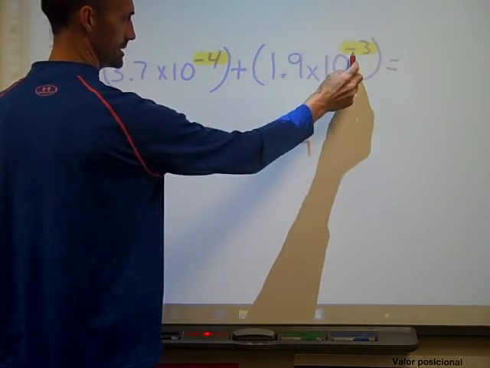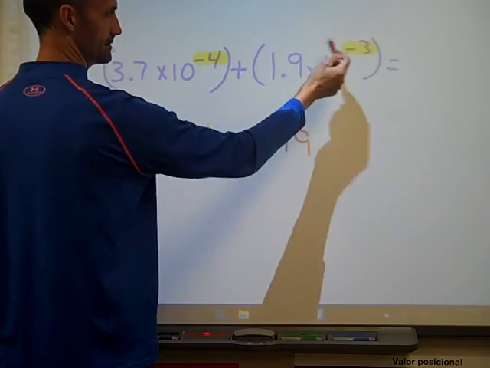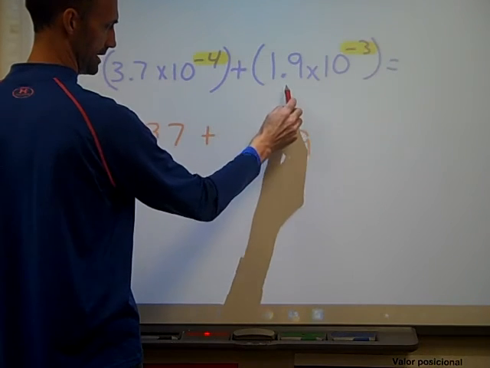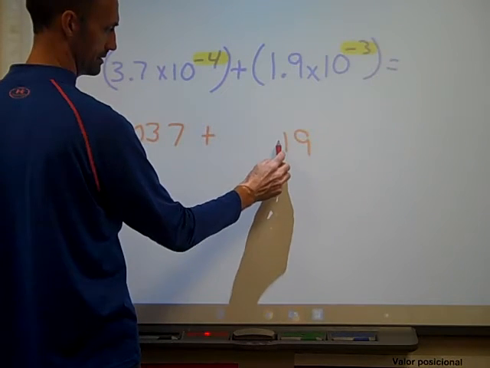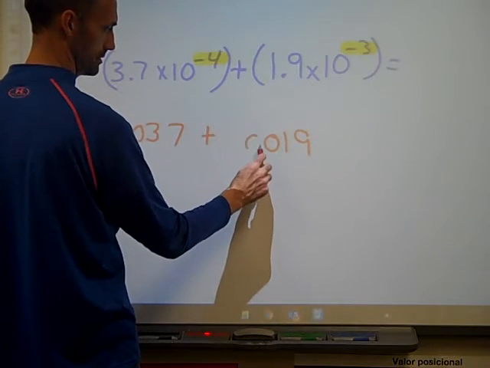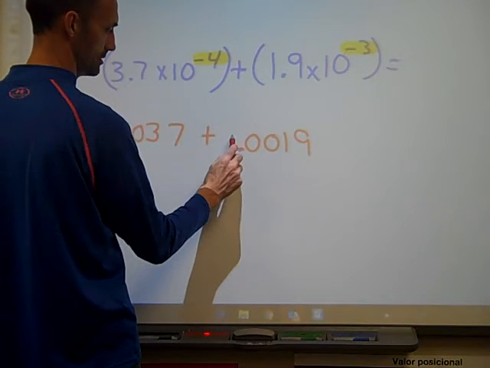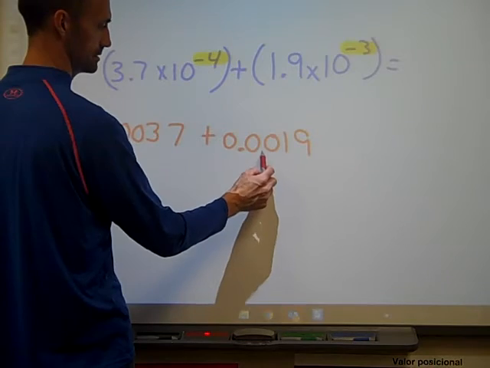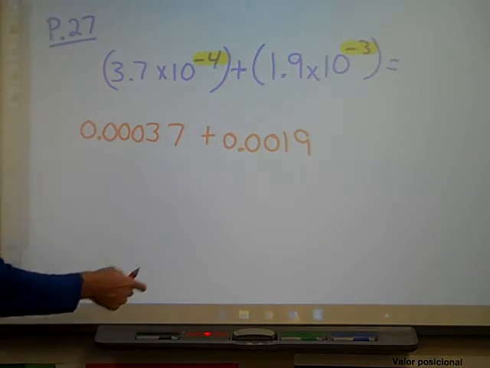This time, decimal is going to move to the left 3 places. So it was here, right? We had it here. 1, 2, 3. Put in the decimal, put a 0 up front. Check again. 1, 2, 3. Now we can add, right?